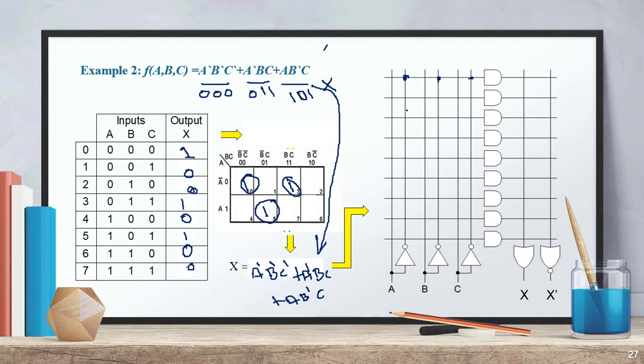Next, A bar, B, C means again A bar is this portion, B means this portion, C means this portion, right? So it is A bar B C. Again A B C bar means the next one, this is A and this is B and this is C bar. From this we can say that we take these 3 AND gates and form the X. This is how we can write the logic diagram.